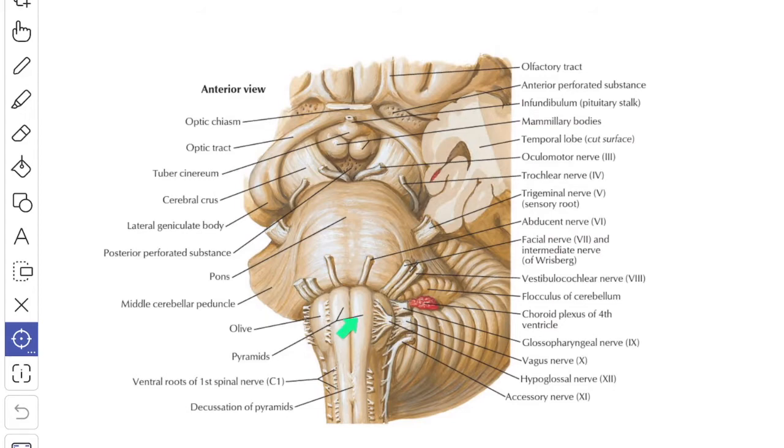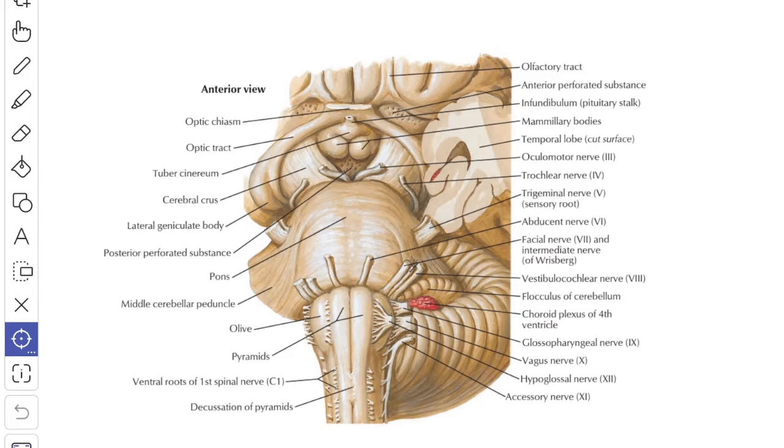These are two elongated elevations, one on either side of the anterior median fissure, produced by the corticospinal fibers, that is, the pyramidal fibers. Most of these fibers, about 75%, cross to the opposite side in the pyramidal decussation in the lower part of the medulla oblongata, then descend as the lateral corticospinal tract in the lateral white column of the spinal cord.